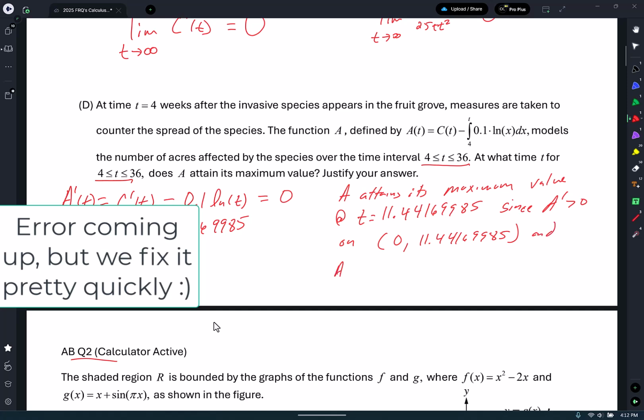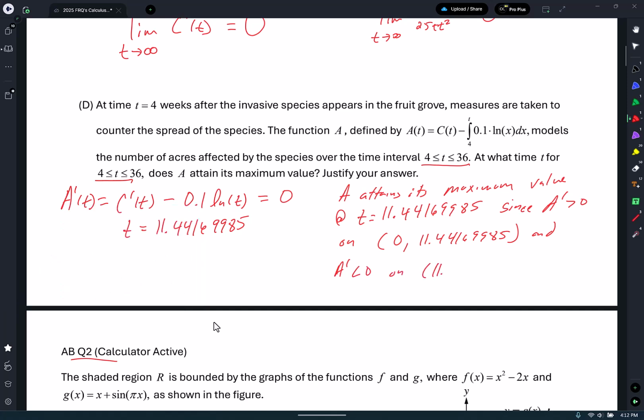And a prime is negative on 11.44169985 to 36, oh, and I already see a mistake, 4 to 11.44169985, hence absolute max must occur at t equals 11.441699.